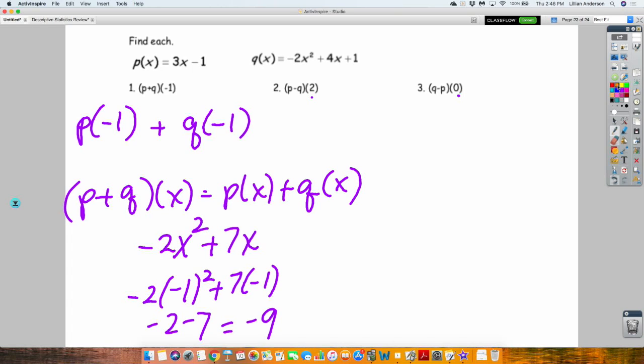If you want, again, you can plug in negative 1. What's 3 times negative 1? Minus 1. When I plug in negative 1 here, this becomes what? Negative 2 minus 4 plus 1. What's negative 2 minus 4 plus 1? And that's still what? To be honest, it's about the same amount of work no matter which way you go.